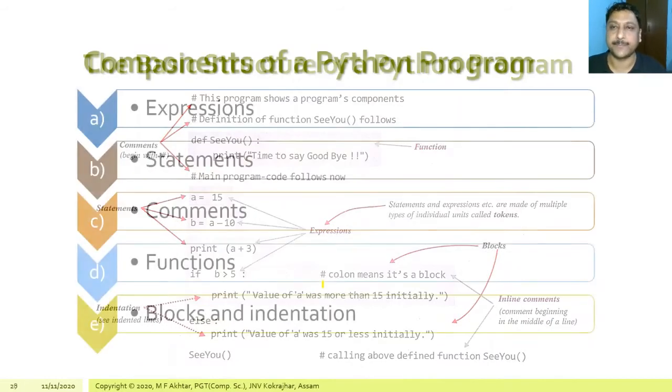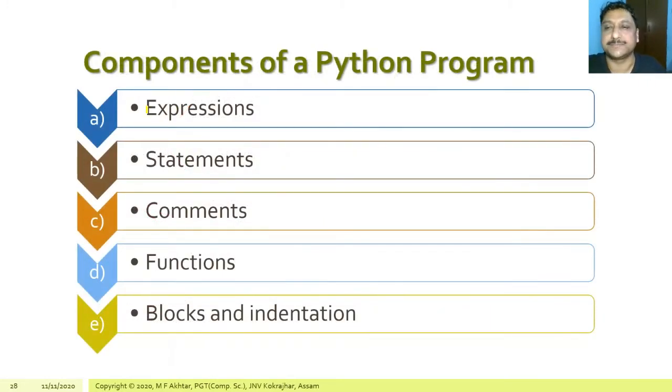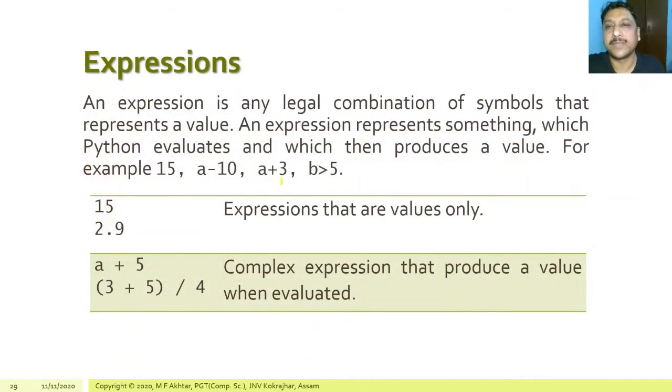See, first of all, expressions. In the previous program we have seen that expressions are something like a plus 3 or a plus b. Like this are the expressions. A Python program contains expressions, statements, comments, functions, blocks, and indentation. The spaces given after the start of a block are known as indentation. So many things. First we will learn expression.